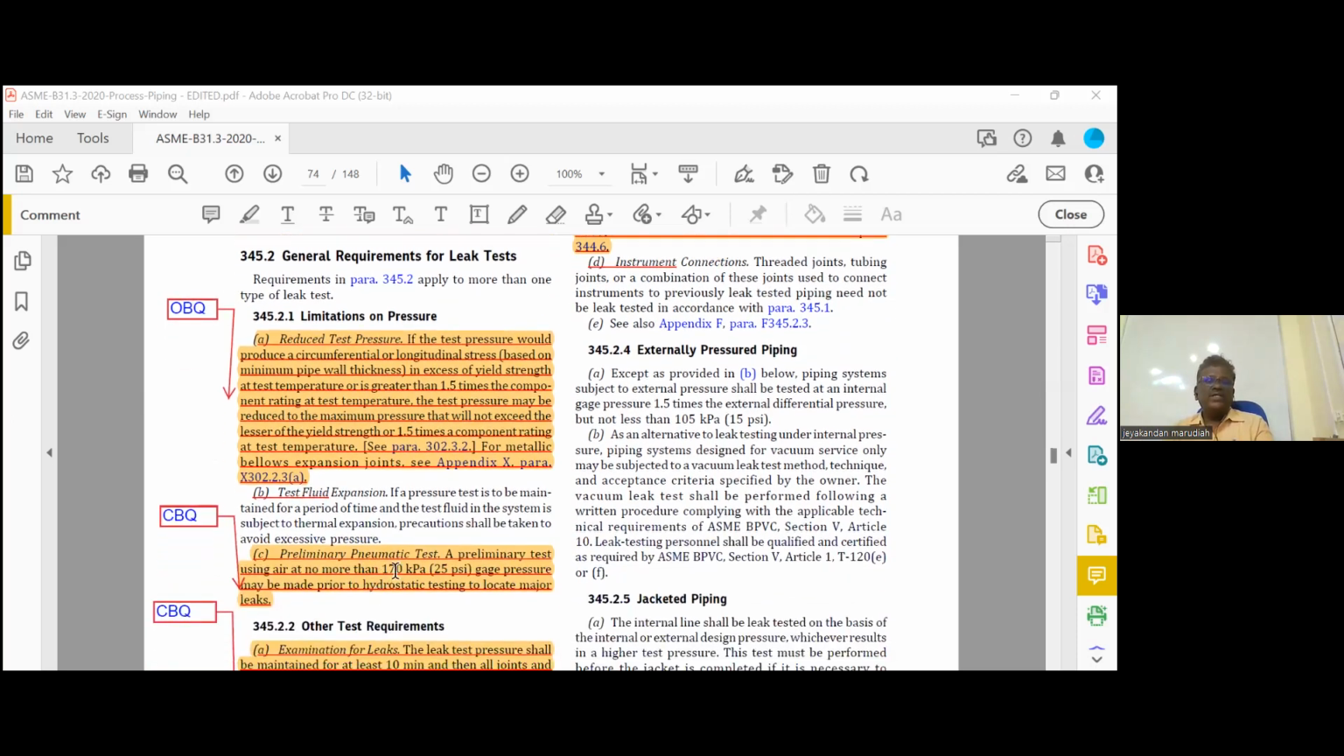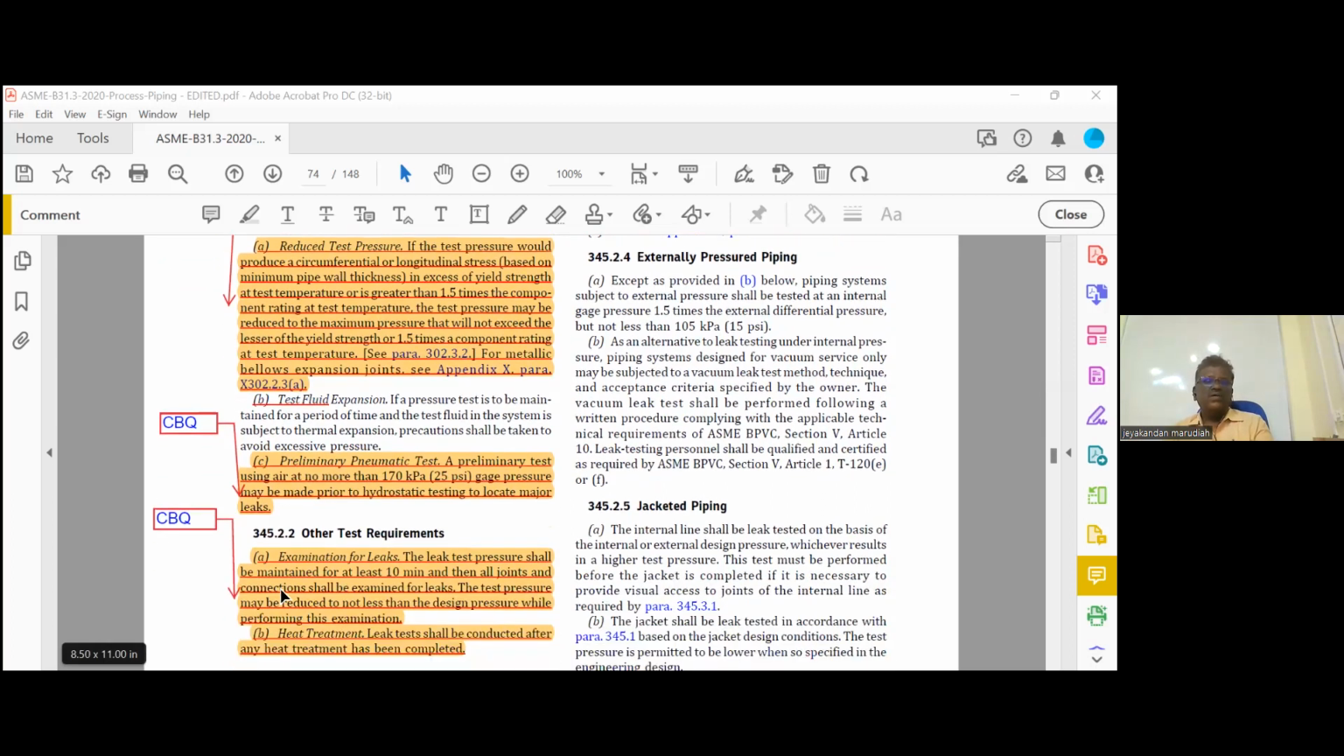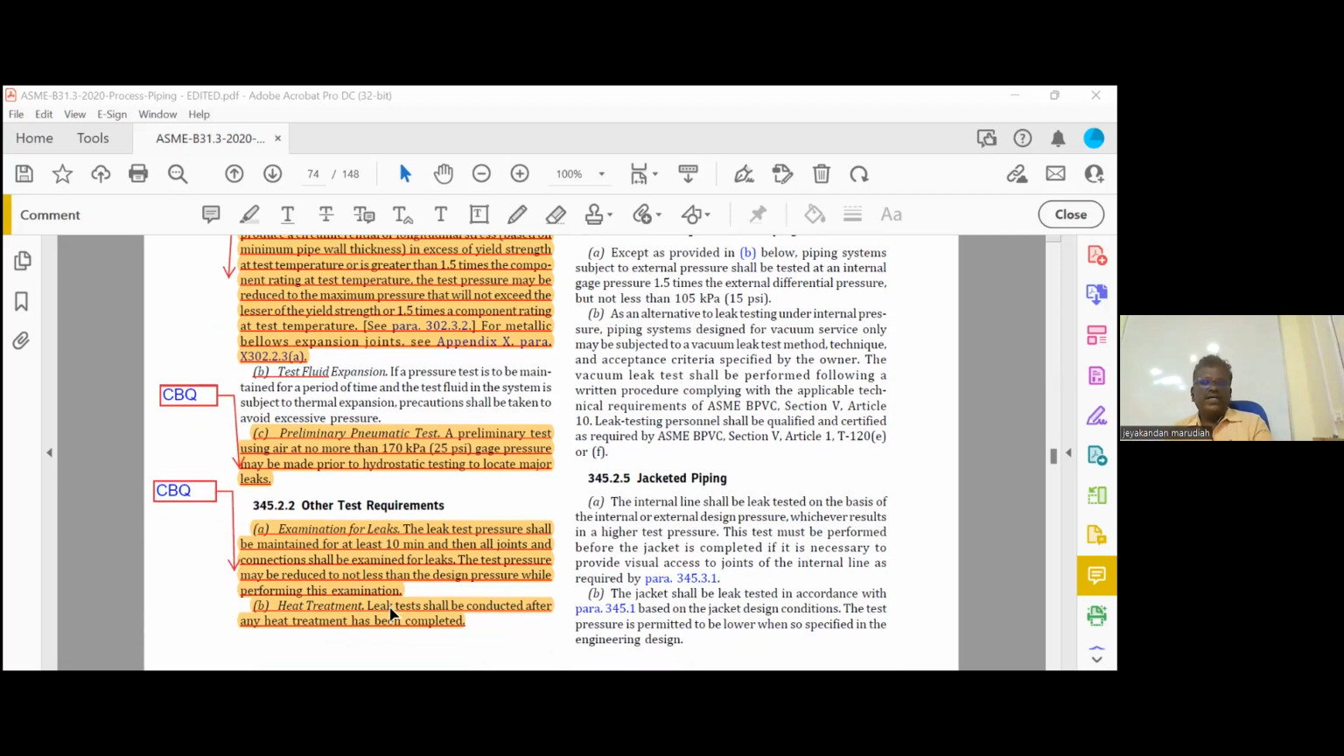Then preliminary pneumatic test. This is another important one. A preliminary test using air at no more than 25 psi may be made prior to hydrostatic test to locate the major leaks. That is a closed book question. Then holding time, this is closed book. The leak test pressure shall be maintained for at least 10 minutes, and then all joints and connections shall be examined for leaks. The test pressure may be reduced to not less than the design pressure also. It can be design pressure, but it should not be less than design pressure. Heat treatment: leak test shall be conducted after any heat treatment has been completed. That is also important.